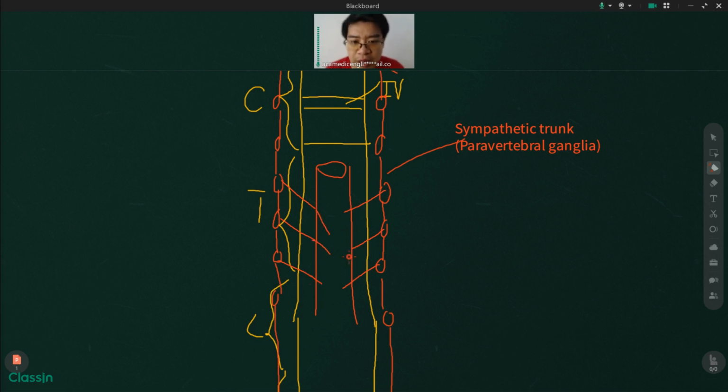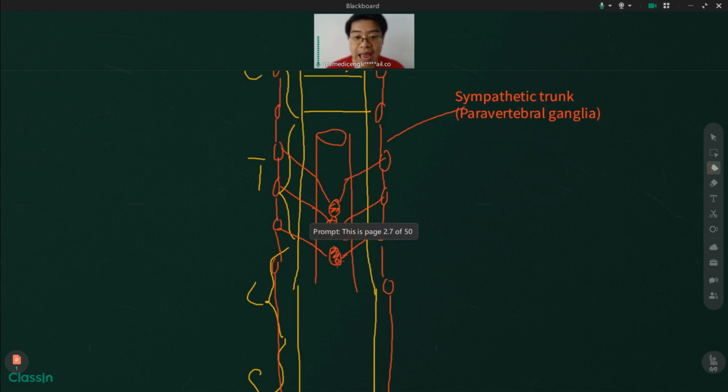And at the front of the aorta, there will be ganglia at the front of the aorta like this. These are nervous ganglia of the sympathetic nervous system as well. And so these are going to be called the prevertebral ganglia.